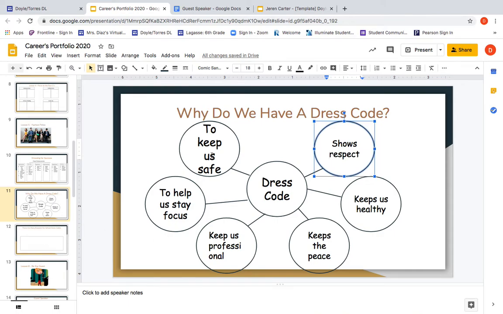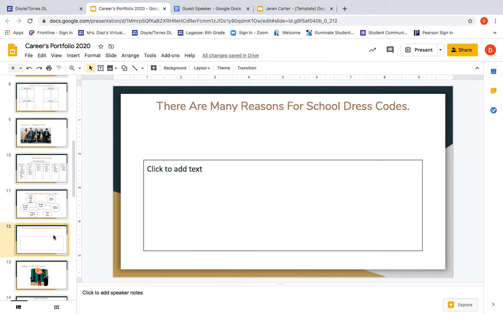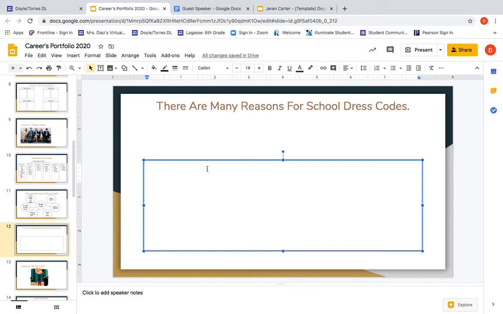And what we're going to do is take all of these reasons and write an informational paragraph that shares why we have a dress code. On slide 12, we're going to click in this box, and I'm going to make the font a little bit smaller so my whole paragraph will fit in there. Size 12 is normal standard font size.